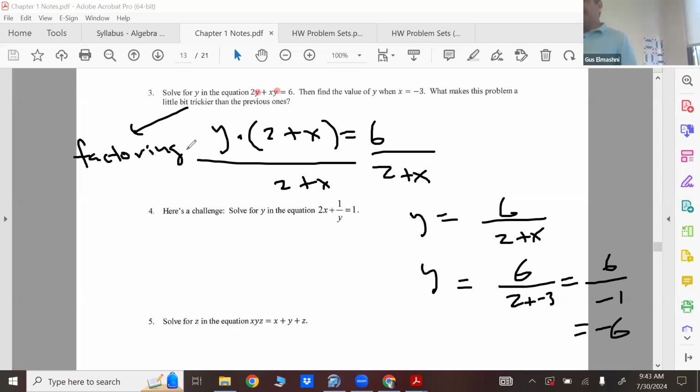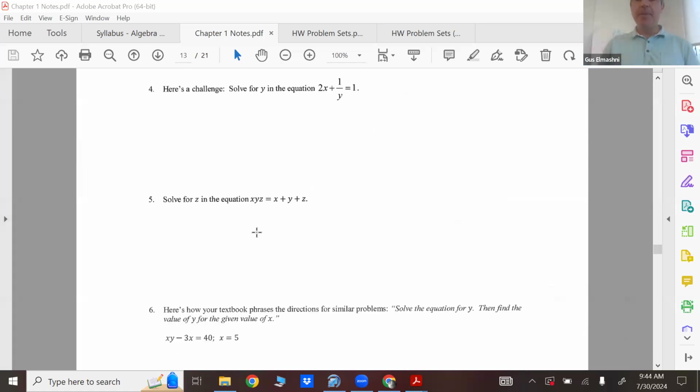But what if there were 3 or 4 other parts and I asked you to solve for other values of y for other values of x? It's probably better to have y by itself first, and then you can use that repeatedly without having to solve multiple equations. It's just a good habit to isolate the variable first. Let's come back to 4 in a little bit because 4 is a little funky. Let's look at 5.